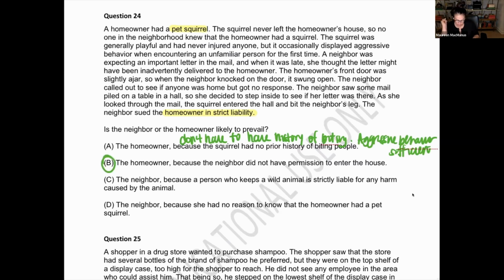C, the neighbor, because a person who keeps a wild animal is strictly liable for any harm caused by the animal. This has the word any in it, and it's overbroad. They're not liable for any harm. They're liable for harm caused by the dangerous aspect of the animal, this is the dangerous aspect, but C still misstates the law. And D, the neighbor, because she had no reason to know that the homeowner had a pet squirrel. She doesn't have to know in order for there to be liability. But here, she doesn't have protection because she didn't have permission to enter the house.